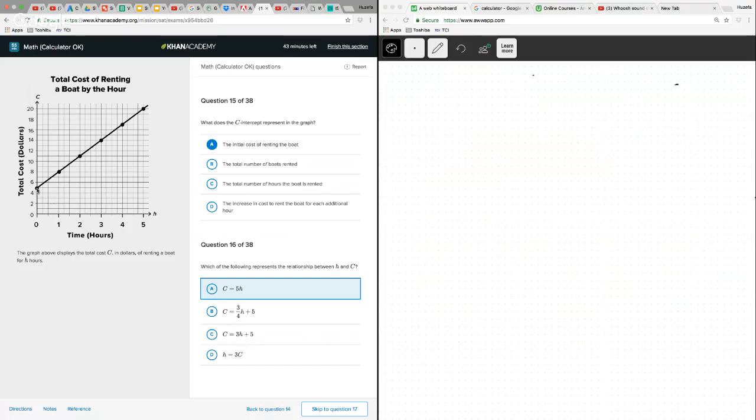Is it 3? I don't know. Let's see. Do we go up 1, 2, 3, and then over 1? Yes. And assuming H is in hours, it's definitely C. 3/4 is a tricky answer because it looks like it goes up 1, 2, 3 and over 1, 2, 3, 4, but you've got to look at the units.